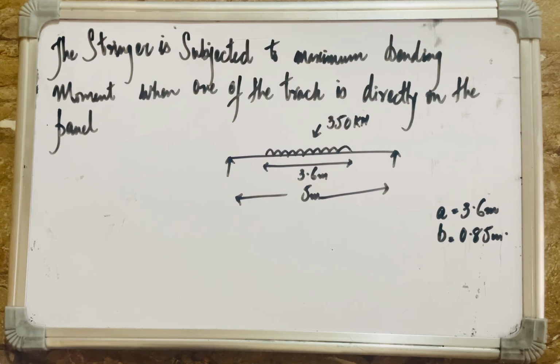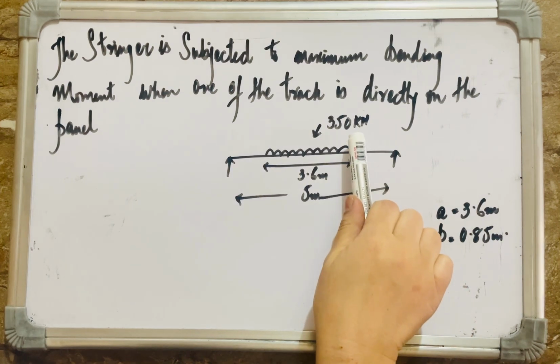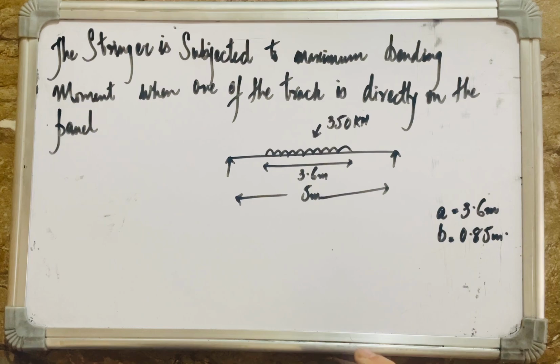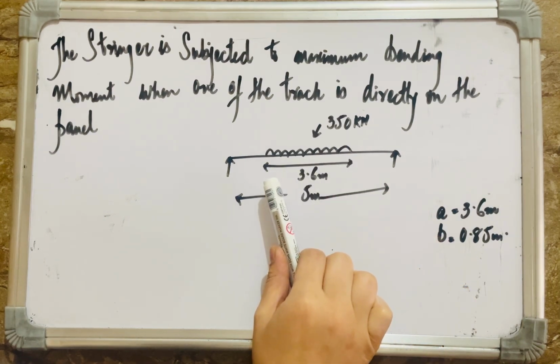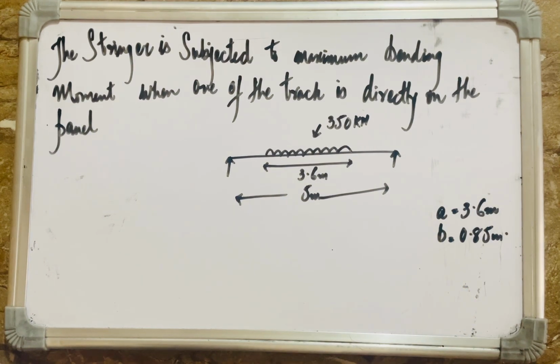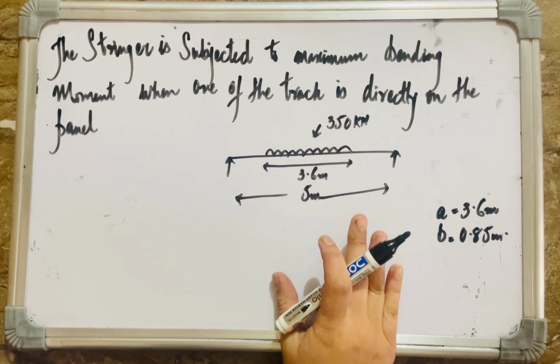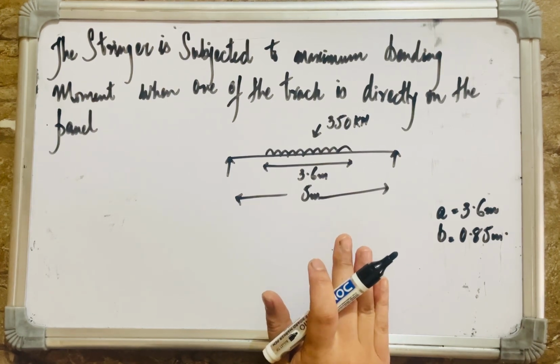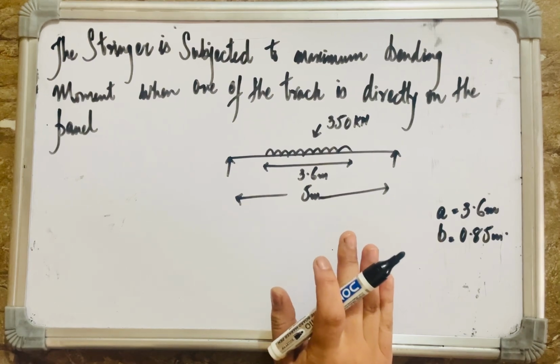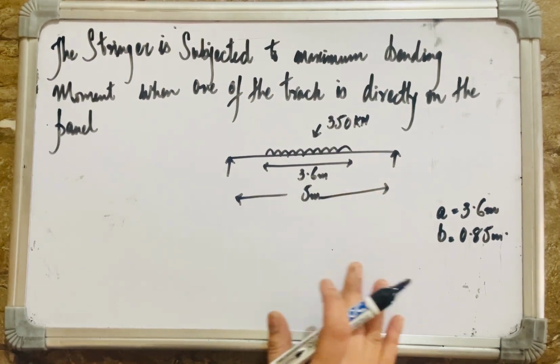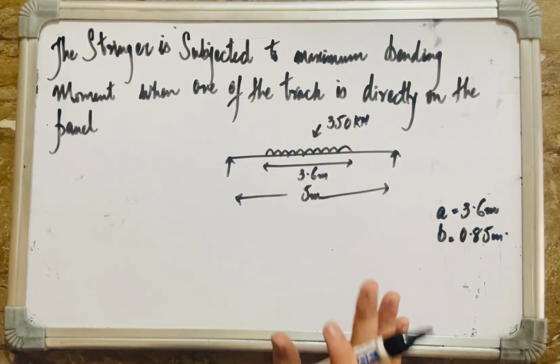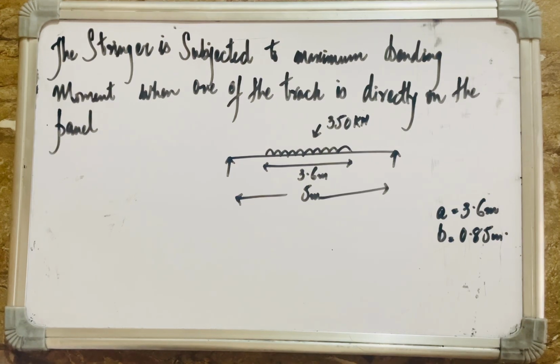The stringer is subjected to the maximum bending moment when one of the tracks is directly on the panel. So this is the track, 350 kilonewtons, directly on the panel, and the dimension of the contact area in the long span is 3.6 meters. This is my condition, and now I have to calculate the maximum bending moment and maximum shear force for this simply supported beam under this type of loading. So let's calculate this.